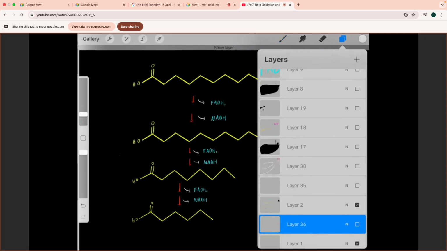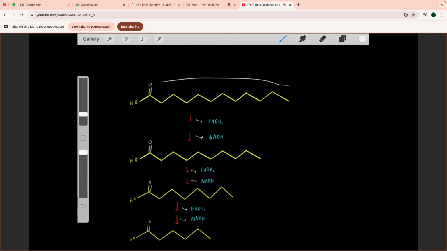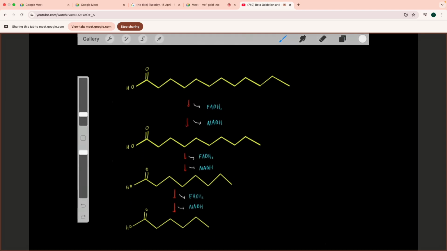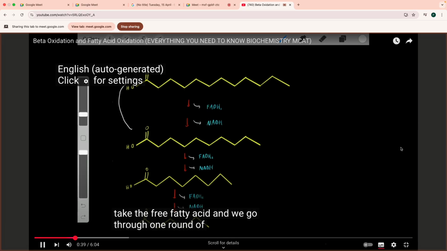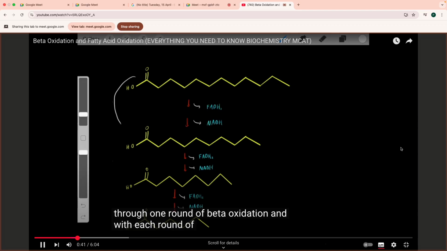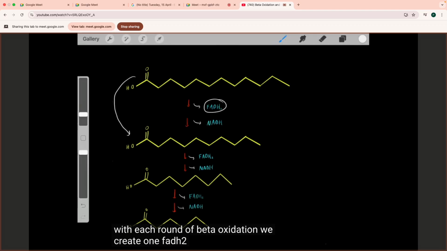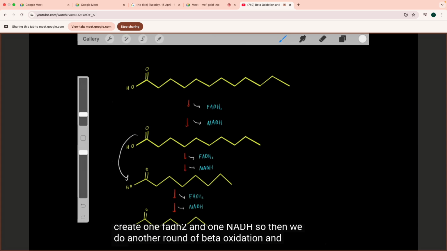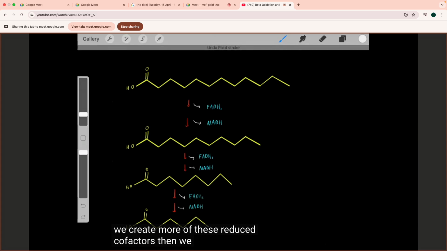But we can do the same thing with free fatty acids. We can take this free fatty acid and oxidize it to create ATP through a process known as beta oxidation. So the way we do this is we take the free fatty acid and we go through one round of beta oxidation. And with each round of beta oxidation, we create one FADH2 and one NADH. So then we do another round of beta oxidation and we create more of these reduced cofactors. Then we do another round and create more of these reduced cofactors.